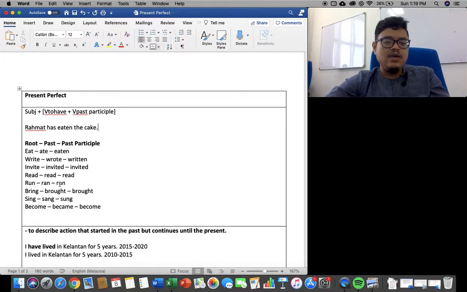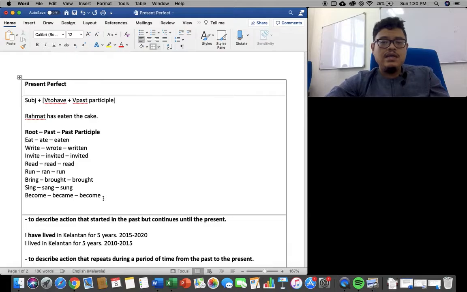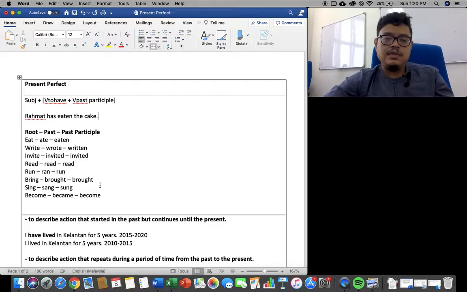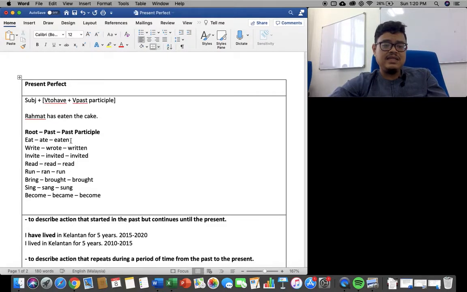Run, ran, run. For some other words, right? Run here, the past participle is the same as the root form. The same like become. Become, became, become. Sing, sang, sung. Bring, brought, brought. Right. Okay, so you have to be familiar with the various forms of the past participle. Usually you just add en, right? Eat, ate, eaten, drive, drove, driven, right?